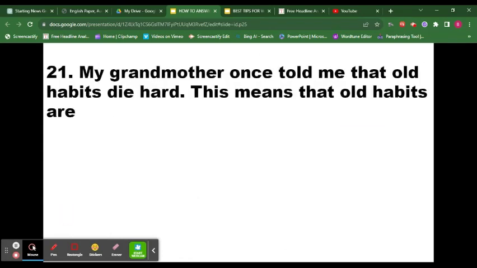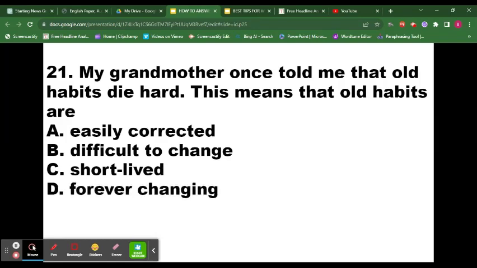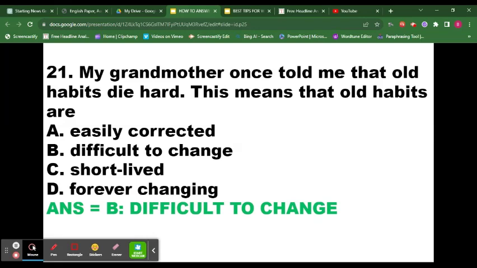My grandmother once told me that old habits die hard. This means that old habits are A, easily corrected, B, difficult to change, C, short-lived, and D, forever changing. The correct answer is B, difficult to change. If you want to know how to decode idioms, how to figure out the meanings of idioms, browse through this channel and you will find a number of videos dealing with that subject. Okay.